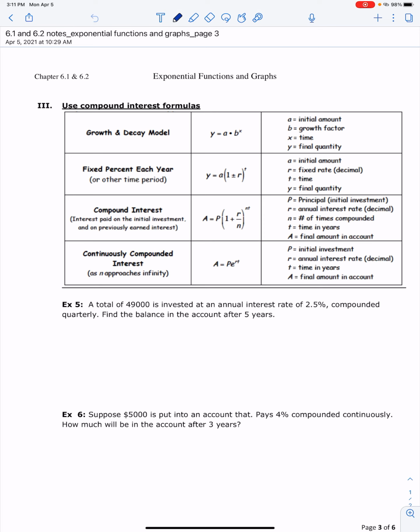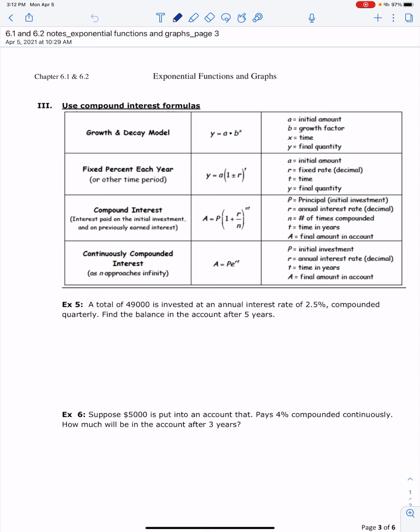So the 6.1 and 6.2 notes, exponential functions and graphs. This is page 3. So we have our growth and decay model up at the top, and everything's kind of a variation on that. So if we have growth at a fixed percentage each year, a fixed percentage rate, we've got the formula y equals a times the quantity 1 plus or minus r, all raised to the t, plus that rate of growth if it's a rate of growth, minus that rate of decay if it's decay. We're taking a look at what is left.